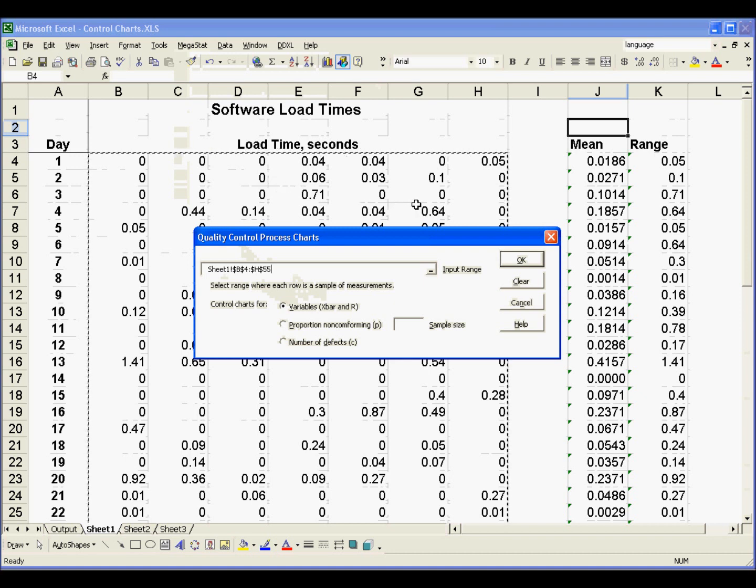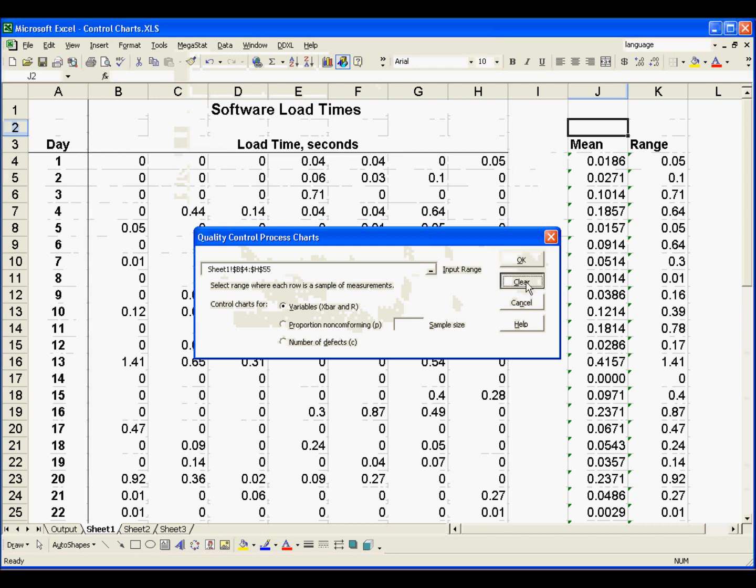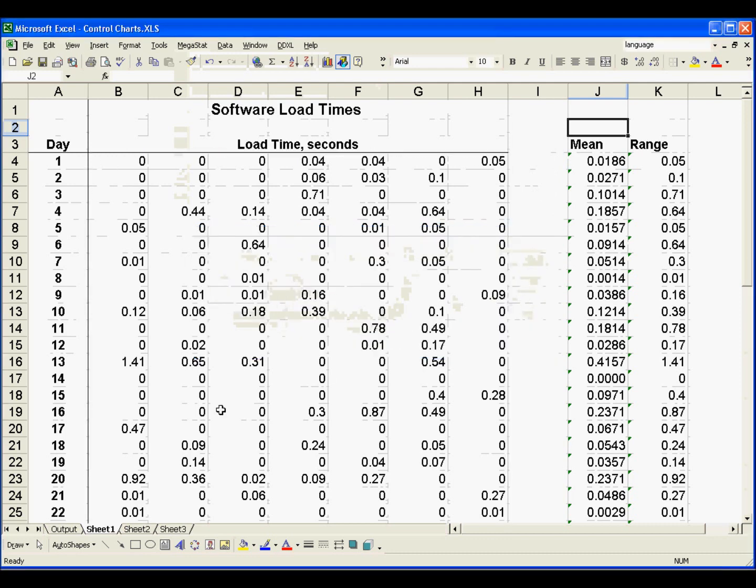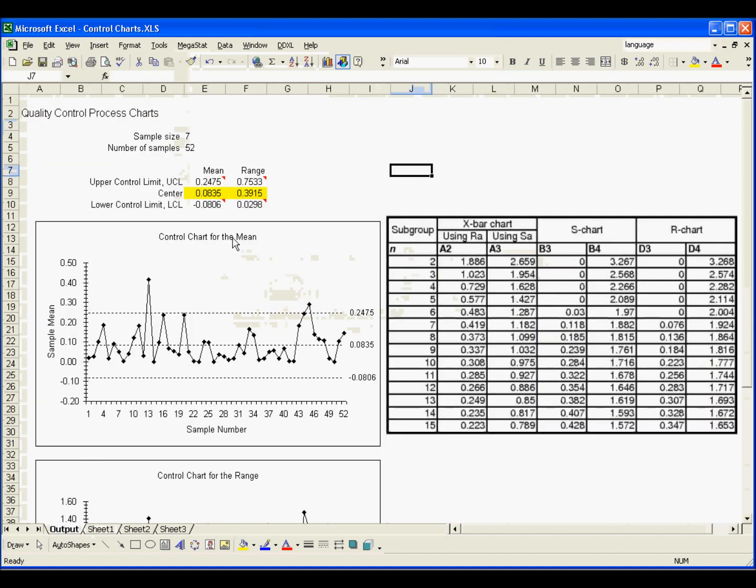Now Excel, this particular program, knows that it's standard procedure to have each sample in a row. So that's the way it recognizes that. It sees this top row as one sample, and the second row is another, and so on. What we want is a control chart. We're just going to do the X bar, that's the mean, and R, the range. I'm not going to click on OK because I've got this already, but you would click on OK, and we'll go to the output.